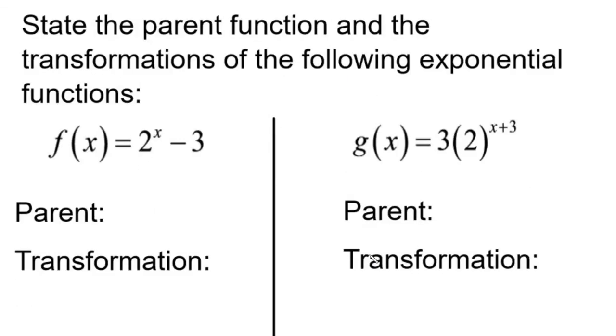Now, let's look at this. State the parent function and the transformations of the following exponential functions. We've got f of x equals 2 to the x minus 3. So you guys tell me, what is the base of this function? If you said 2, you're correct. So the parent function is f of x, aka y, equals your base, which is 2, to the x. So this is your parent function: f of x equals 2, which is your base, to the x power.